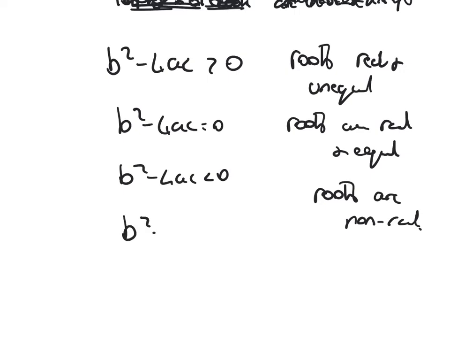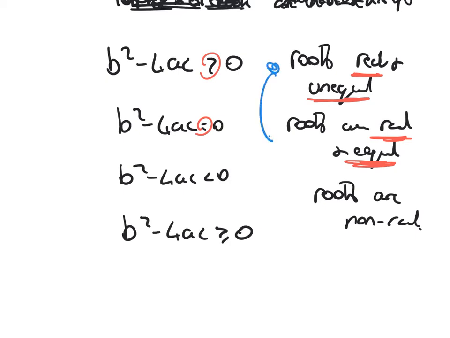Okay, let's have a think about a scenario in which we were hedging our bets and saying that the discriminant was greater than or equal to 0. So greater than or equal to 0 means it may be greater than 0, it may be equal to 0, we don't know. Now we know that if the discriminant is greater than 0, then the roots are both real and unequal. We know that if the discriminant is equal to 0, the roots are real and equal. Now if we don't know whether it's greater than or equal to 0, we need to hedge our bets and say it's either that or that.